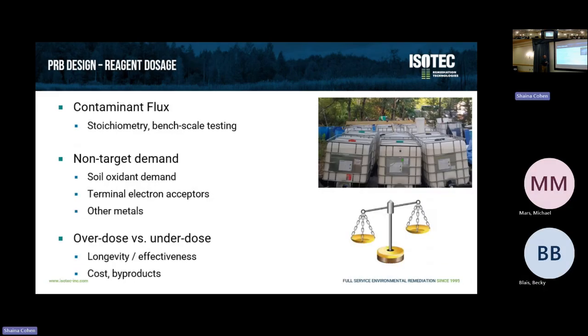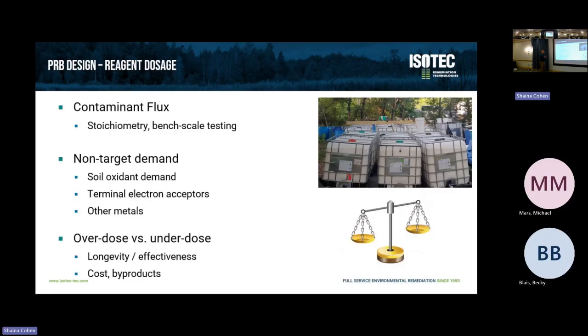And then there's always the question on any remediation project of dosage. It's particularly important for PRBs. One is, what is our contaminant flux? That can tell us, in terms of stoichiometry, how much reagent we might need. Bench scale testing is another good tool to help us determine how much dosage we need, and how that might affect reaction effectiveness within a PRB.